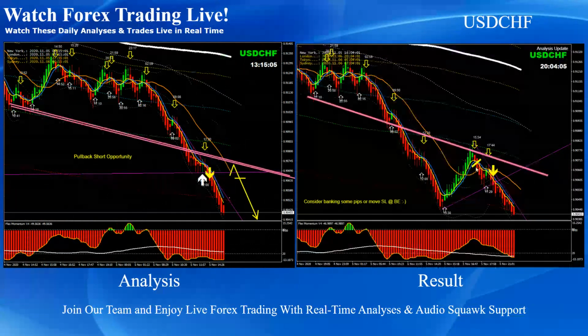Dollar Swiss franc, pretty straightforward. You can see price has already broken. We're expecting another pullback. As you can see, based on the momentum, beautiful another pullback short trade on dollar Swiss franc.